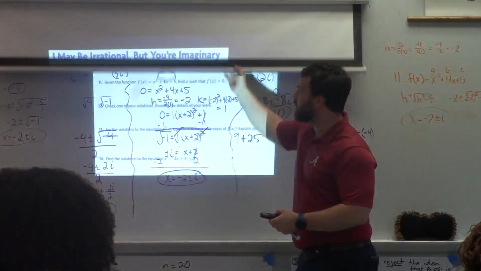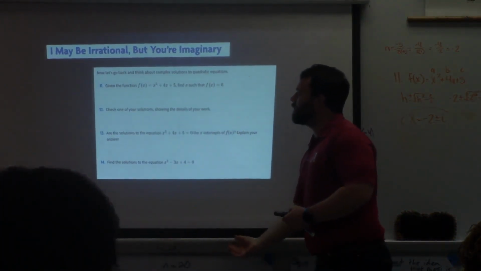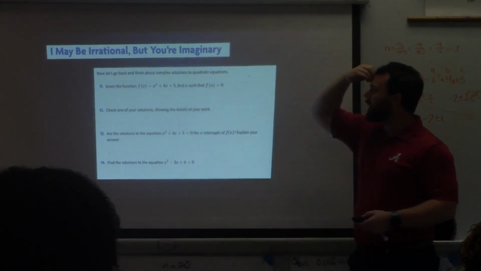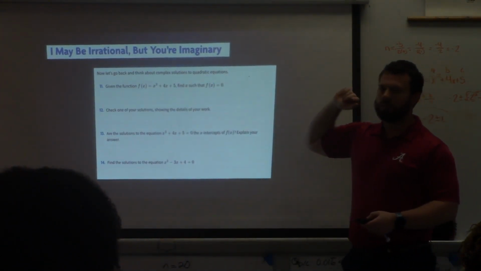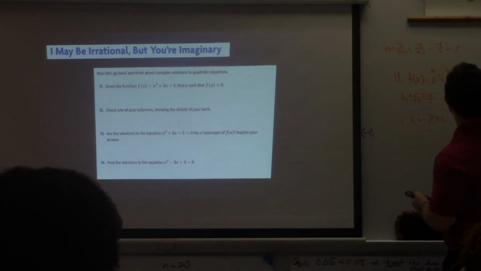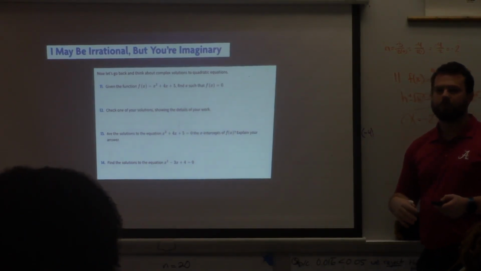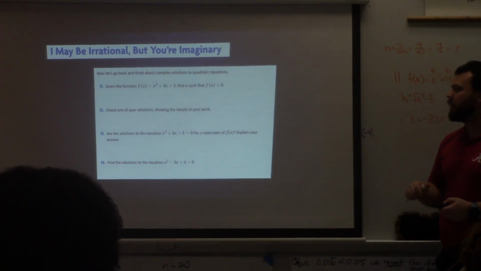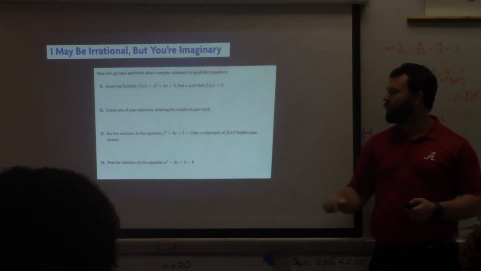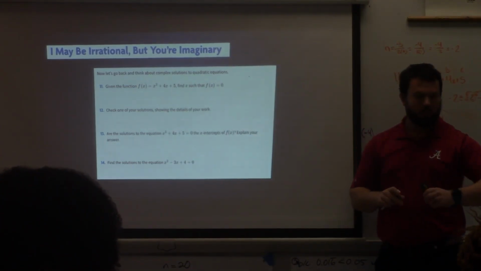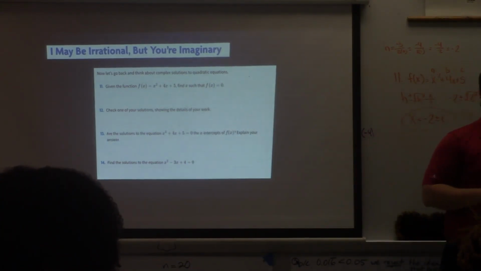I just want to build on this quickly and look here. So check one of our solutions. We didn't take the time, but if I put, say, -2 plus i into the calculator, it should make the equation what? It should make it true. I'll show you how to do that in a second. Are these solutions going to be x-intercepts?